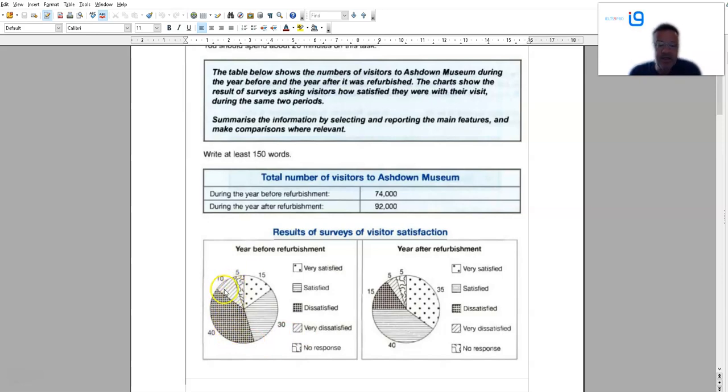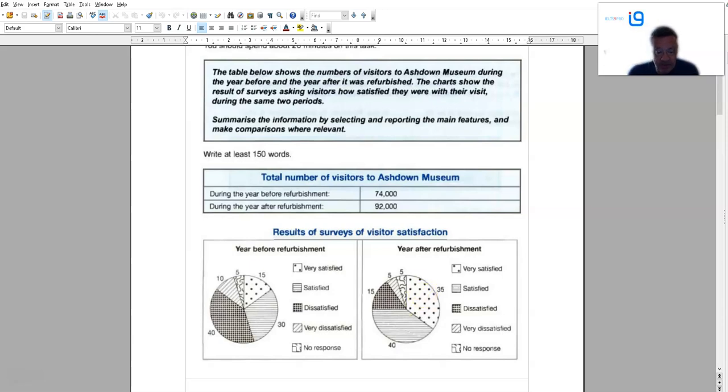So you've got 40% dissatisfied, 10% very dissatisfied. So you've got half who were not satisfied at all. And afterwards, that figure is down to 20%. Okay? And if you look at the number who are satisfied or very satisfied, you've got 30, 15, 45%. Post refurbishment, that goes up to 75%. So three quarters. So those are the key figures. That's the information that you can use there.